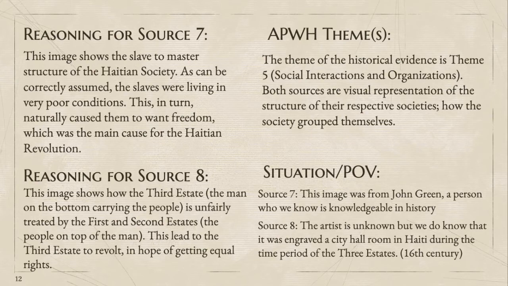The point of view for source 7 was from a well-known YouTuber, John Green. He is known for making YouTube videos on history, showing his audience's vast and accurate knowledge on the topic. The point of view for source 8 was from someone who lived in that time period. The writing at the bottom of the image says that it was engraved in a city hall room in France during the time period of the Three Estates, the 16th century.